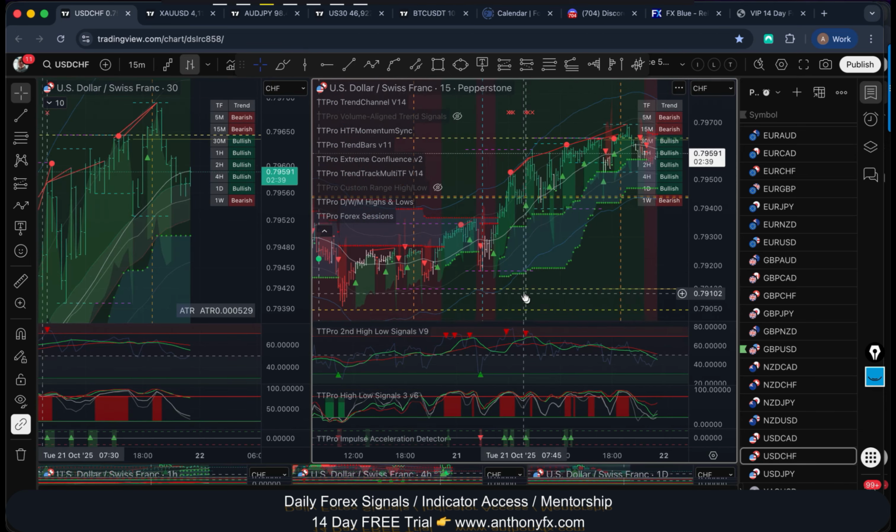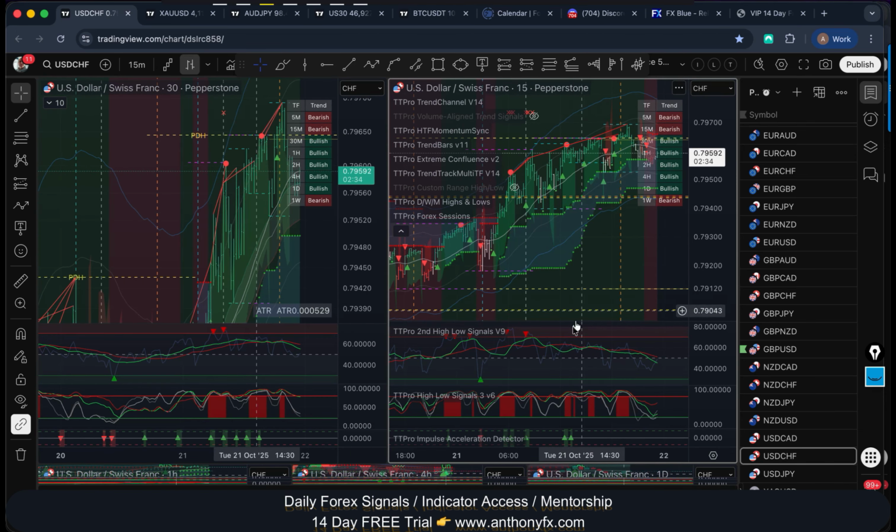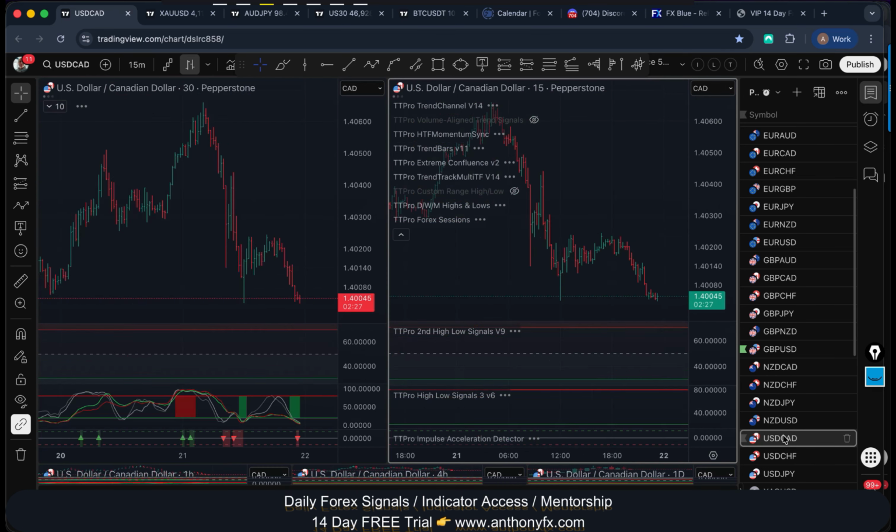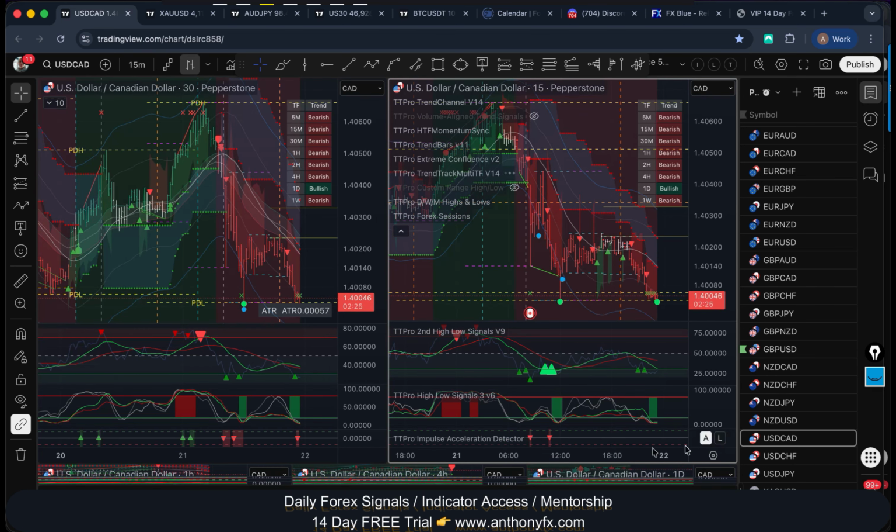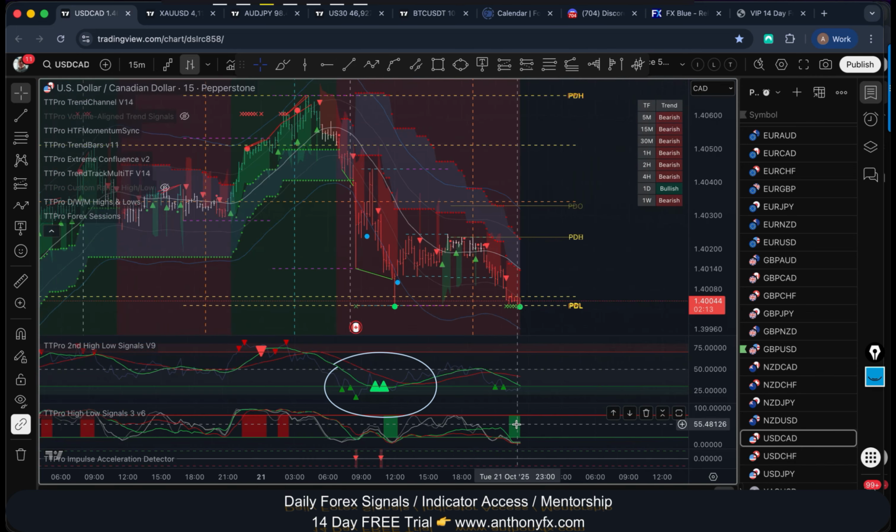Dollar Swiss. I'm just looking for any signal that's fairly close to the current time, and we're looking for that large signal. So here we go, look. There's a couple of signals here. This is the dollar CAD. We've got a green signal, so I'm going to be looking for this to turn green.